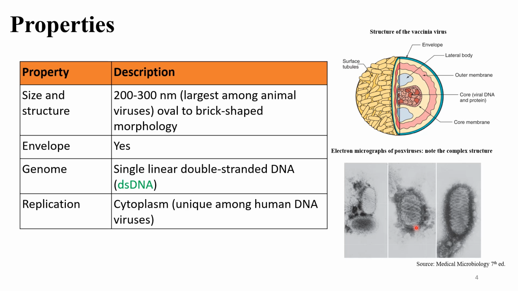And they have a DNA genome. Their genome is relatively big. It can be more than 18 kb, for example, for vaccinia virus. The genome is a single linear double-stranded DNA, right? So this is a DNA virus, and the replication is in the cytoplasm. Now this is unique, right? Because usually DNA viruses replicate in the nucleus, and I'll let you think about this for some time, and we will discuss it a little bit later.